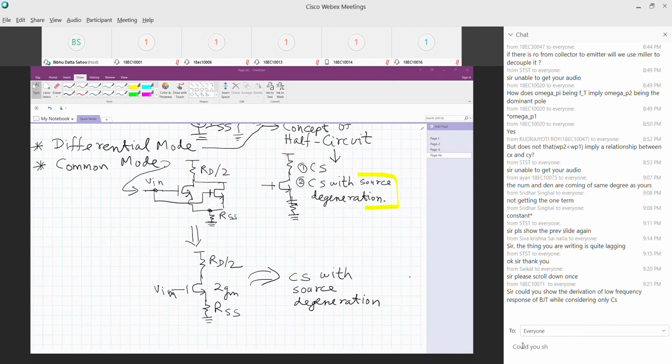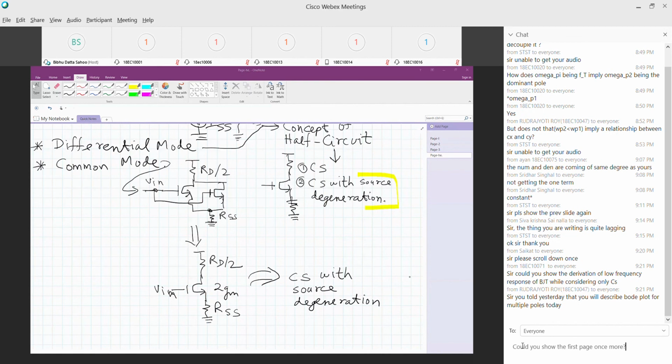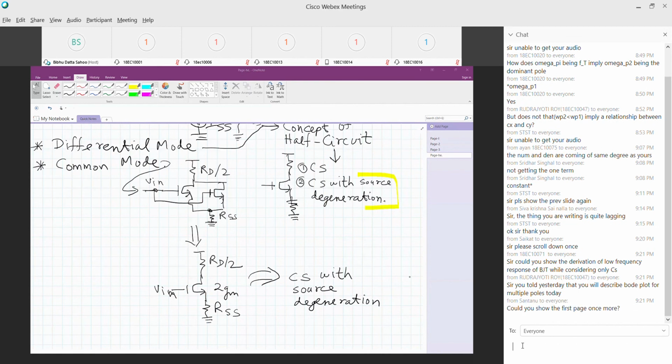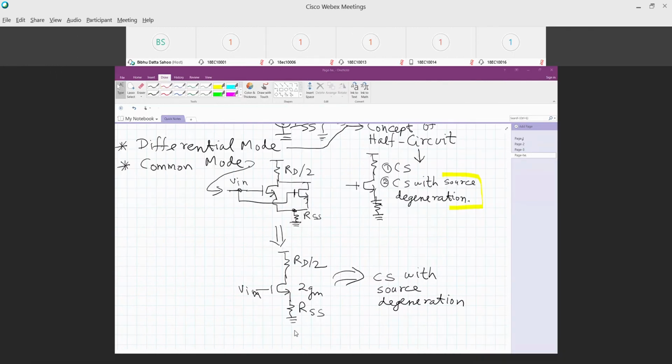Could you show the derivation of the low frequency response of BJT while considering only CS? So I have to go through the full derivation of the CS low frequency response. Bode plot, I will discuss it not today. When I am discussing the frequency, phase margin, gain margin, that is when it is more relevant because we'll be using that concept. So let me go back to page one that somebody has asked.